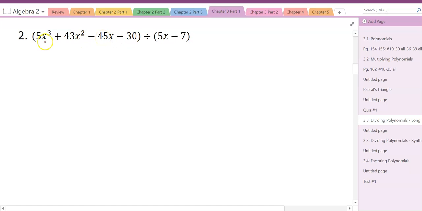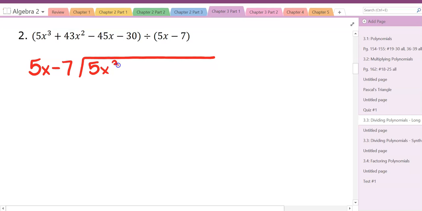It's already written in order for us. It goes x to the third, x squared, x, and then a number. And it doesn't skip over anything, like it doesn't skip over an x. So I won't have to put any zeros in the place or anything like that. So let's go ahead and write this out. 5x minus 7 sits out front. And then underneath the division bar is going to go that 5x to the third plus 43x squared minus 45x minus 30.